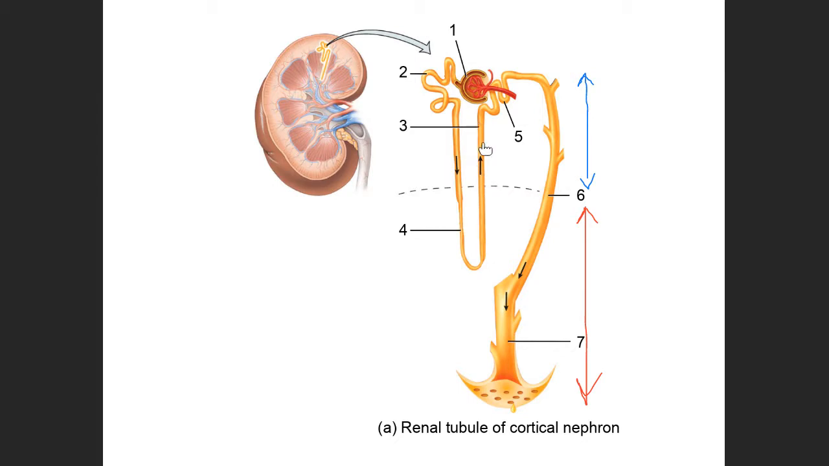Number 3 shows you the ascending part of loop of Henle. Number 5 is the distal convoluted tubule. And number 6 is the collecting duct. Collecting ducts join together and make number 7, which is the papillary duct.